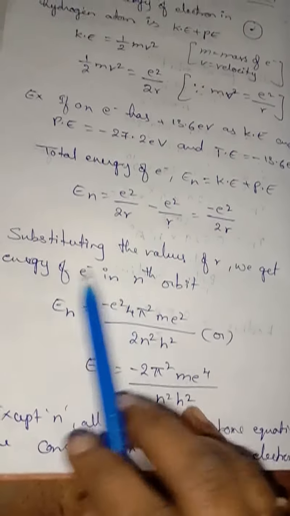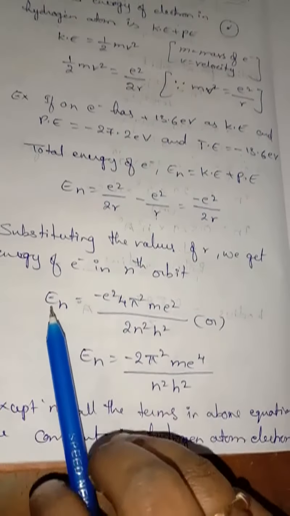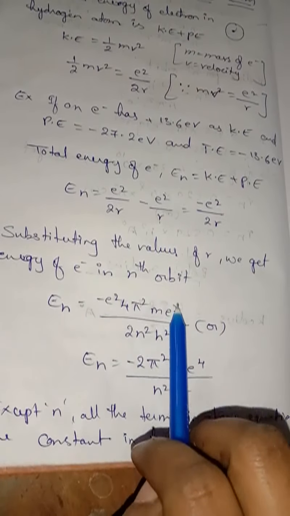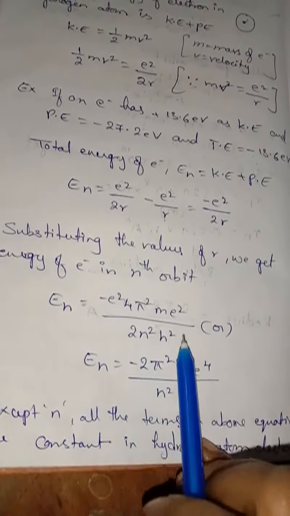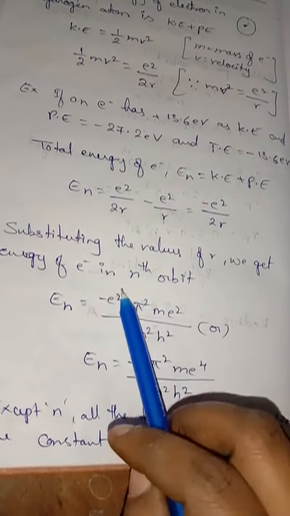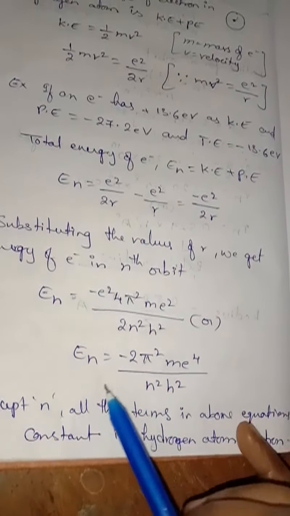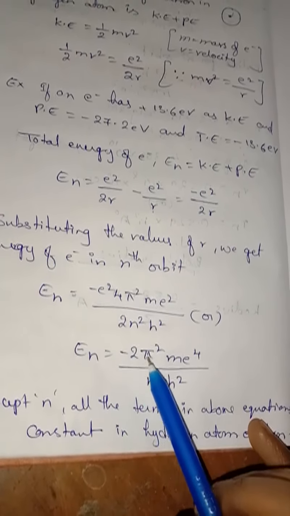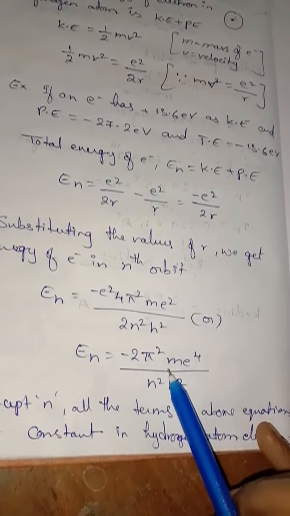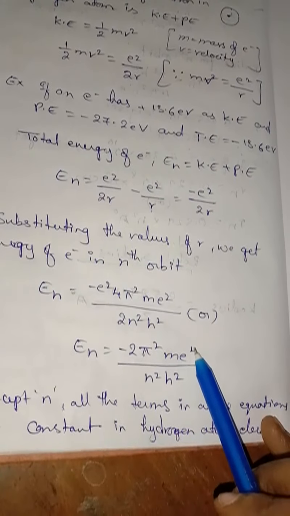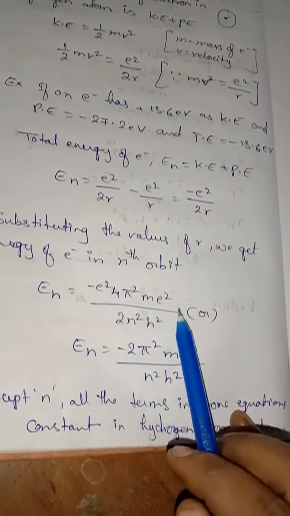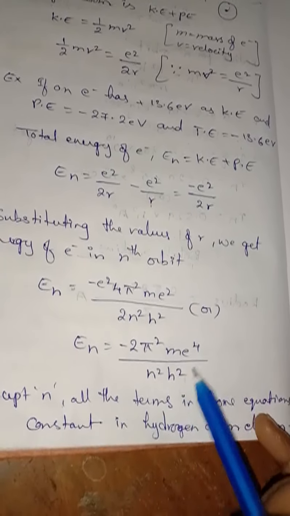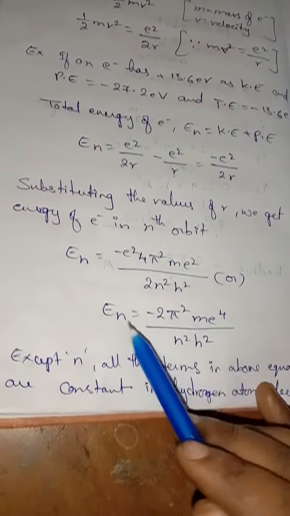Substitute the values of r. Before we have discussed the radius. So En equal to minus e square 4 pi square m e square by 2 n square h square, or you can write this 2 will go out to the above. So En equal to minus 2 pi square m e to the power 4 by n square h square. Here e is there, here e is there, so it will be changed to power 4.